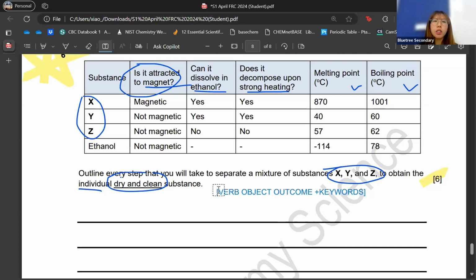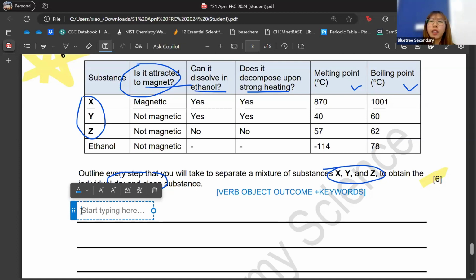So the keywords, it's optional. Some techniques require certain keywords. Some techniques do not. Okay, so first step, we already know I need to perform a technique called magnetic attraction. So what do I use? I use a magnet. So you see the verb, I use a magnet. Okay, so use a magnet.